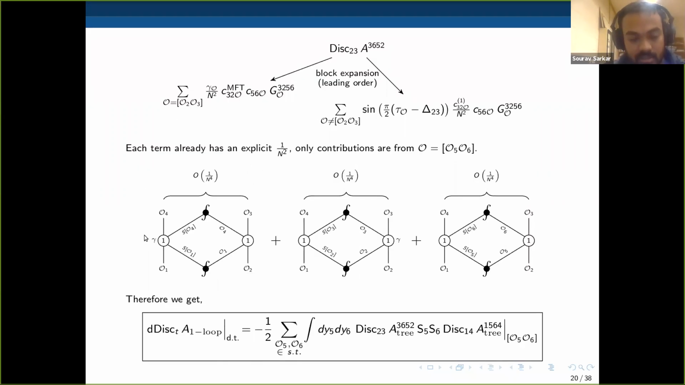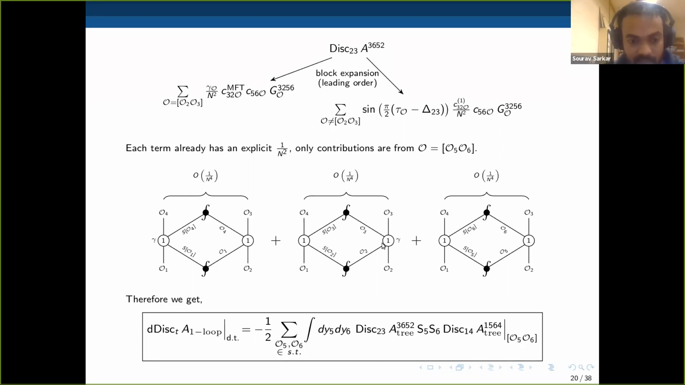Now if we think about the result that we had earlier, one more thing I forgot to mention. In general, when we are taking the residues, we could have taken residues at operators which are different from the double trace of phi 5 phi 6. But each term here already comes with an explicit 1 over N squared. So the leading order contribution will only be from O being equal to the double trace of phi 5 phi 6, so that it can be a mean field theory OPE coefficient.